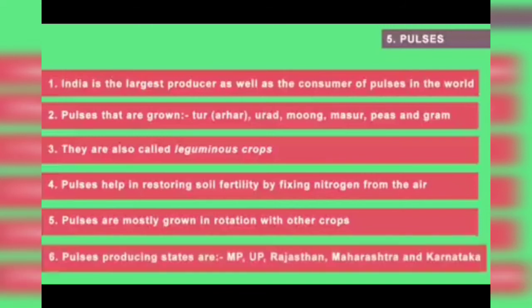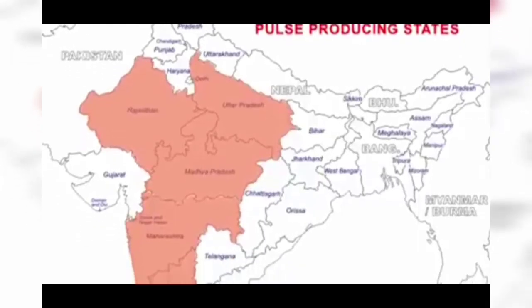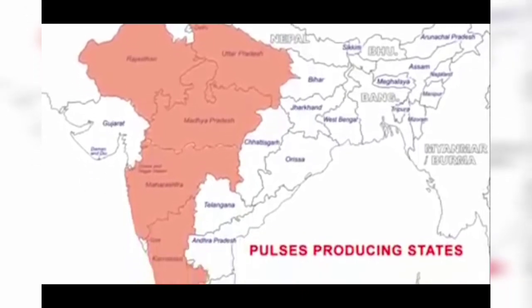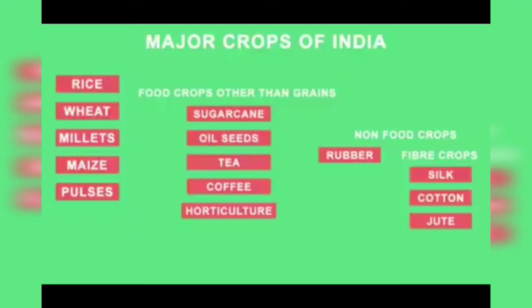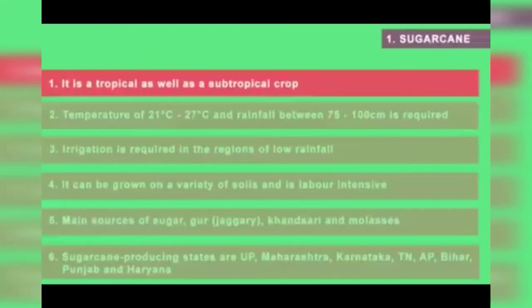The major pulse producing states are Madhya Pradesh, Uttar Pradesh, Rajasthan, Maharashtra, and Karnataka. All of the things that we have read so far are food crops that are grains. Now we are going to read about the food crops other than grains. The first one is sugarcane.